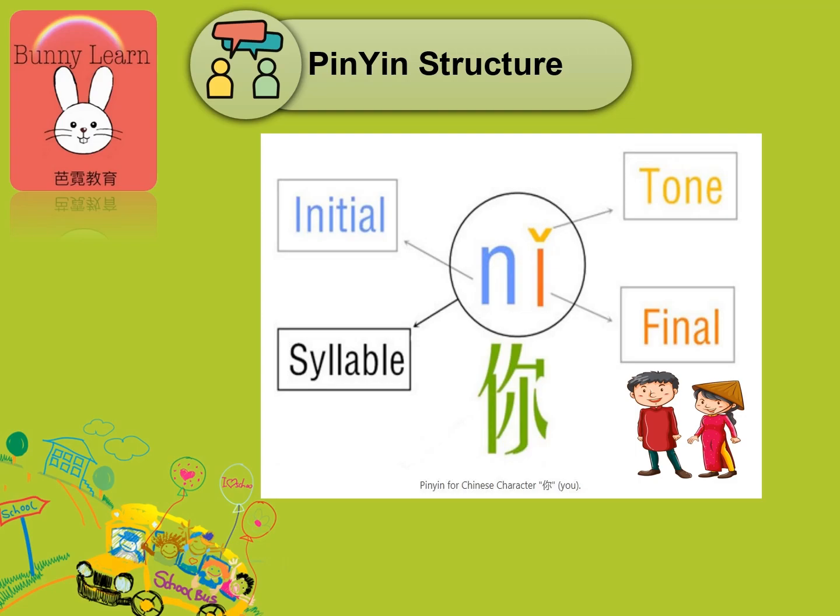This is the character 你. N is the initial, I is the final, and the symbol on top of the final is the tone, which affects how we say it. Now put it all together and we get nǐ.